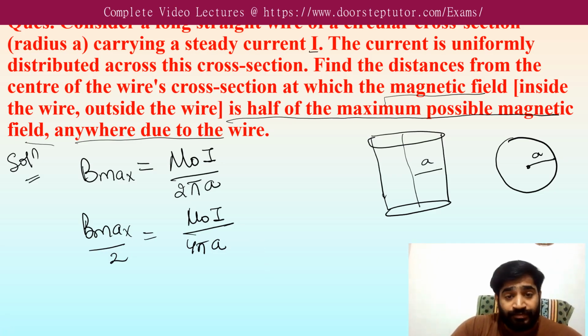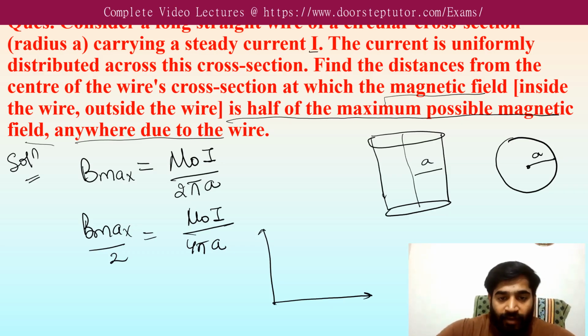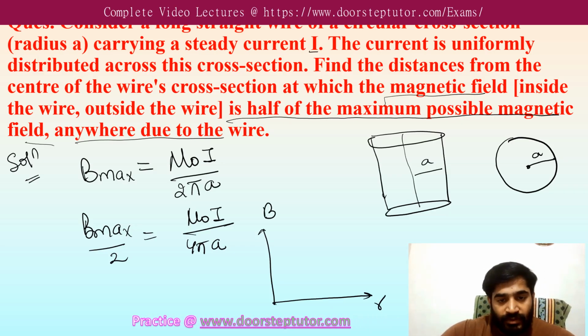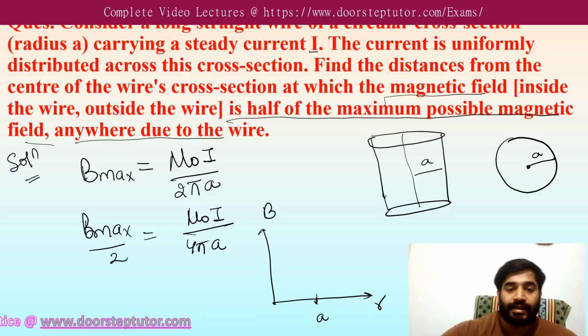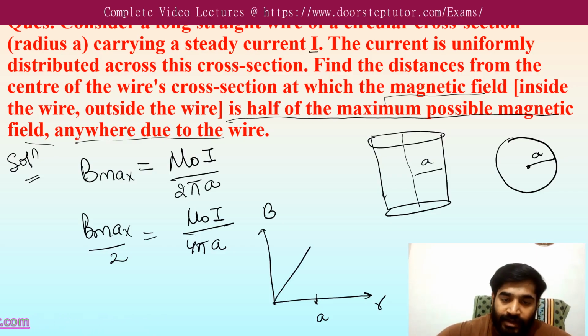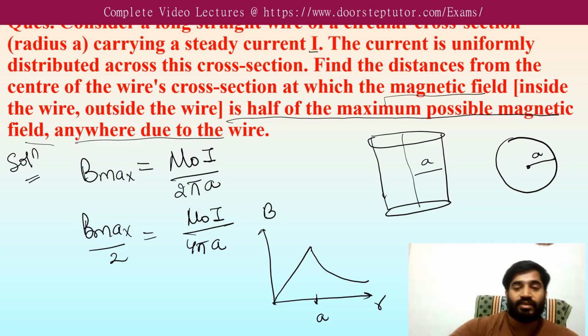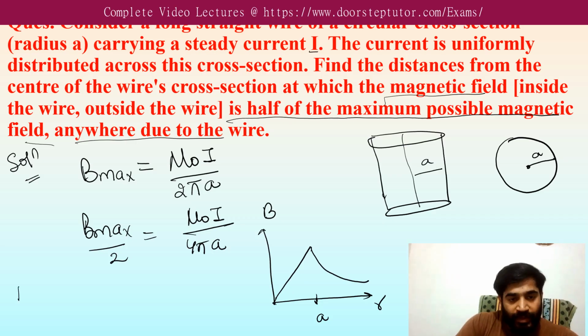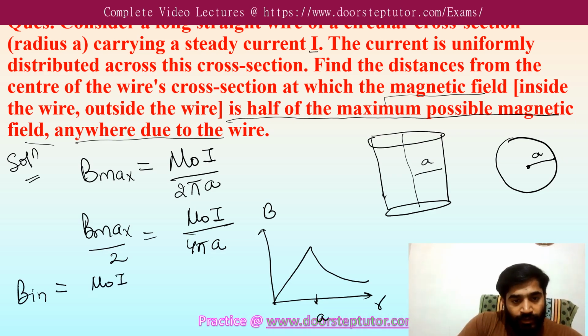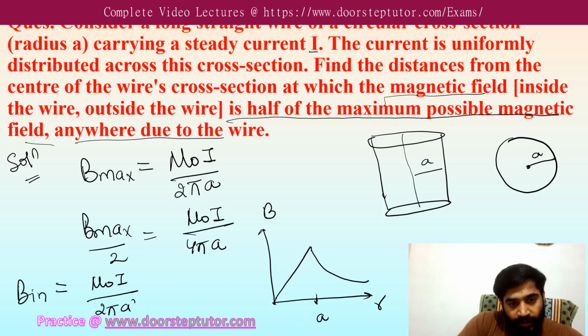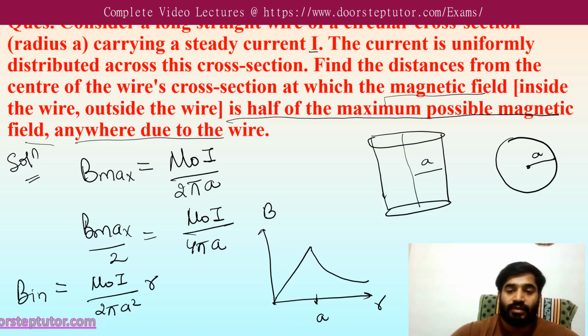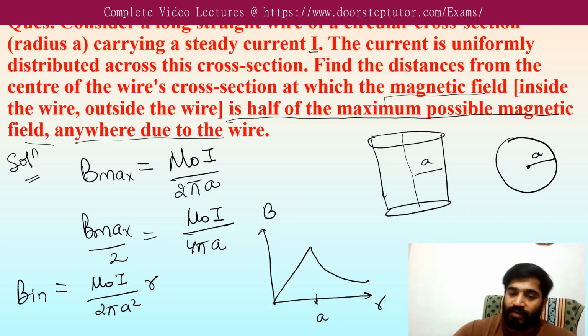Now I'll draw the graph, which represents the whole scenario, between magnetic field B and R. This is the extreme position, A, the periphery. Inside, the graph is like this, and outside it is inversely proportional. So inside, the magnetic field B is going to be mu naught I over 2 pi A square into R. This should be equal to half of the maximum, and we have to find that position for inside.